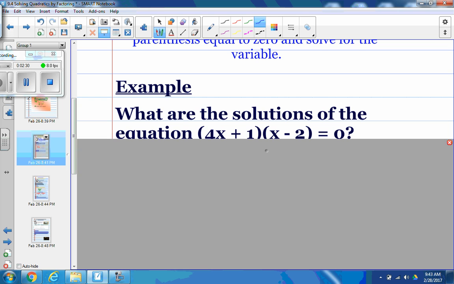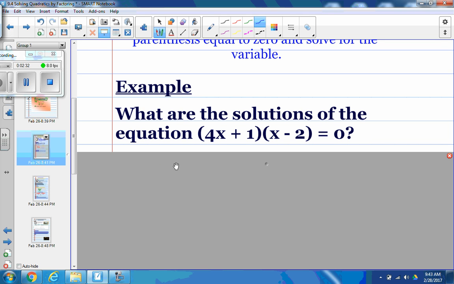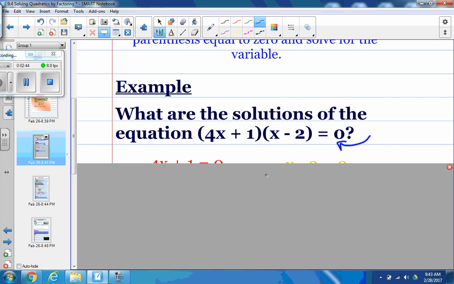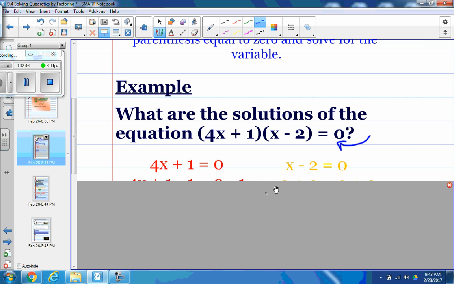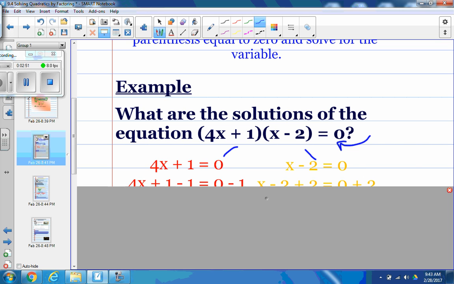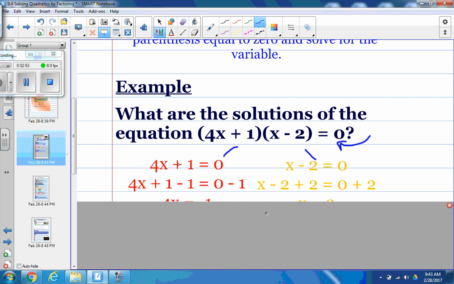All right, and here's how it works. Let's just say the quadratic's already factored like this. What are the solutions of the equation (4x plus 1) times (x minus 2) equals 0? Again, it's important that it's equal to 0. So what we're going to do is set each of them equal to 0, and solve each of them. These are one or two-step equations. Here I'm solving them next to each other, but I would usually do it underneath.